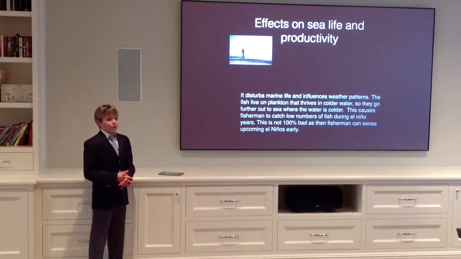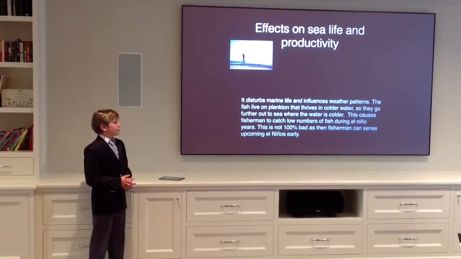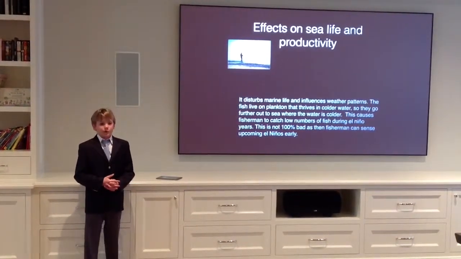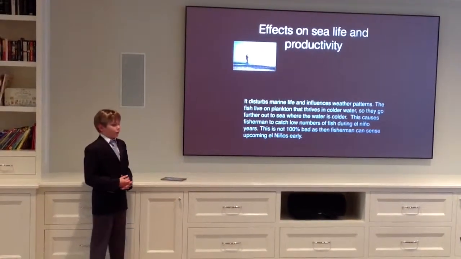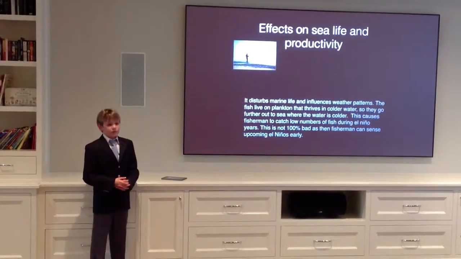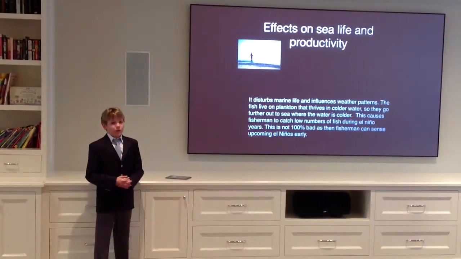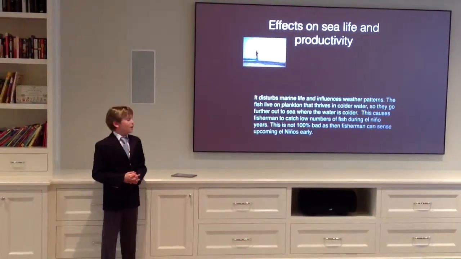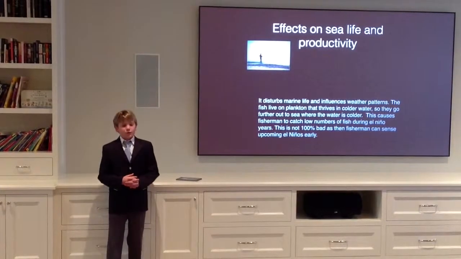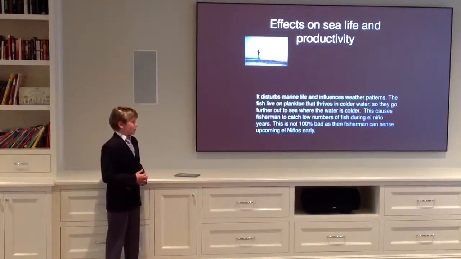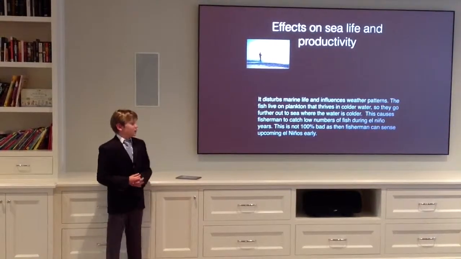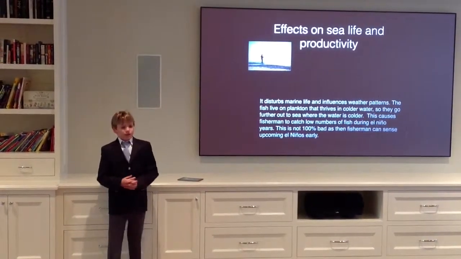Effects on sea life and productivity. It disturbs marine life and influences weather patterns. The fish live on plankton that thrives in colder water, so they go further out to sea where the El Nino has less influence. This causes fishermen to catch low numbers of fish during El Nino years. This is not 100% bad, as the fishermen can sense upcoming El Ninos early.